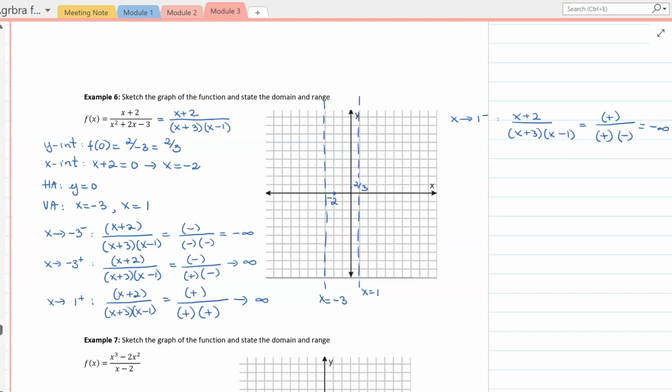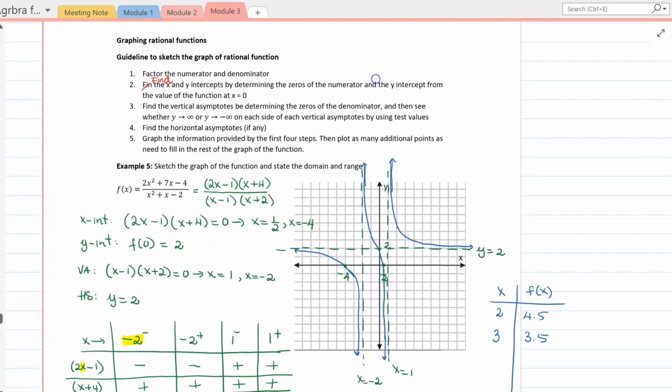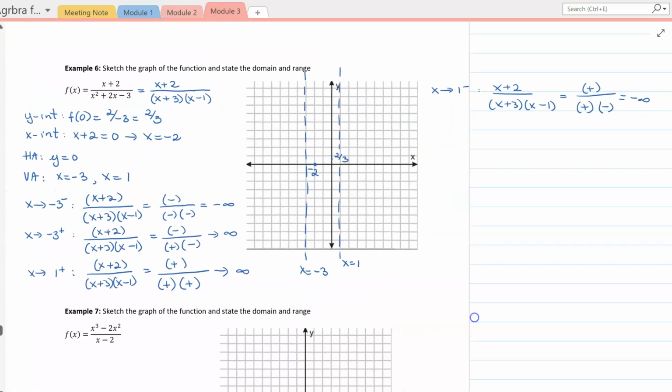So we have to know that the graph has to look something like this as x approaches negative infinity. As x approaches negative 3, then we go to negative infinity. So it looks something like this direction. Negative 3 from the left, and negative 3 from the right is this direction. 1 from the right is going to be positive, and 1 from the left is going to be negative. Okay, so this shape looks similar to the one that we had earlier.